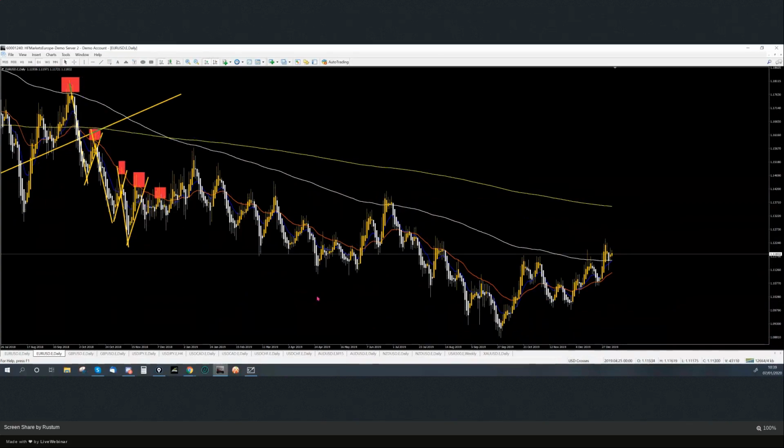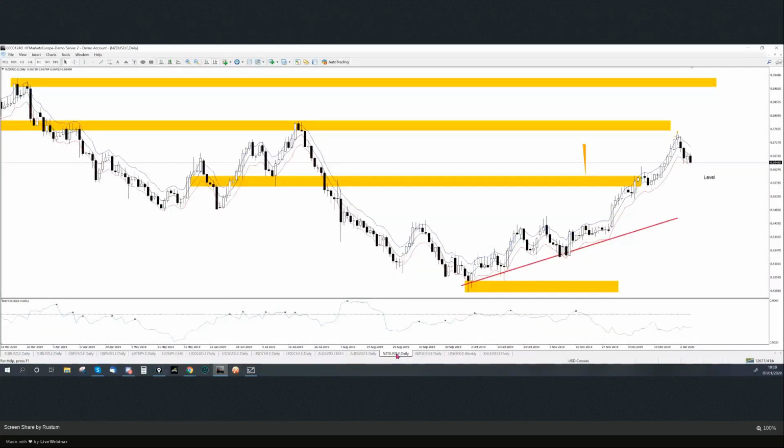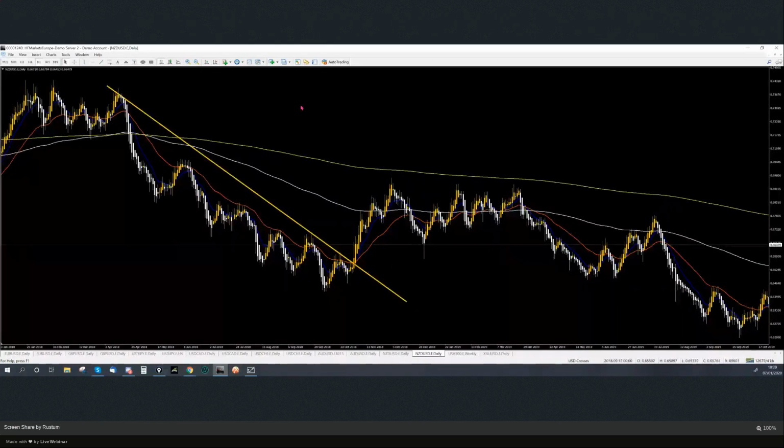Let me do another chart quickly. The New Zealand dollar. Because this is exactly how we're doing it. This is an example of your 12 period moving average. So the trend line breaks on the daily, and it respects the 12 period before moving further up.